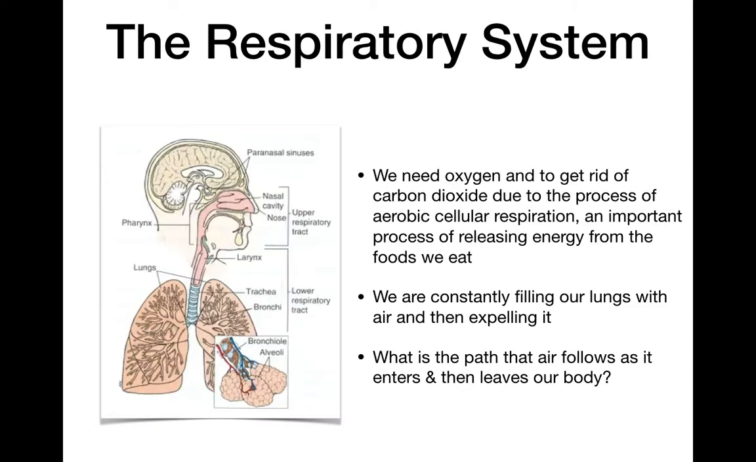So first thing, we need to have oxygen for respiration at our cells. Every cell has mitochondria, so every cell needs oxygen to do that, and produces carbon dioxide as a waste product. We have to get rid of that. So to do that, we're constantly filling up our lungs and expelling air, filling them and emptying them back and forth all the time.